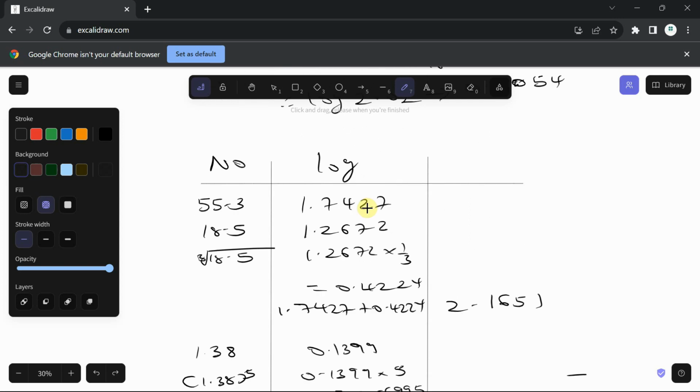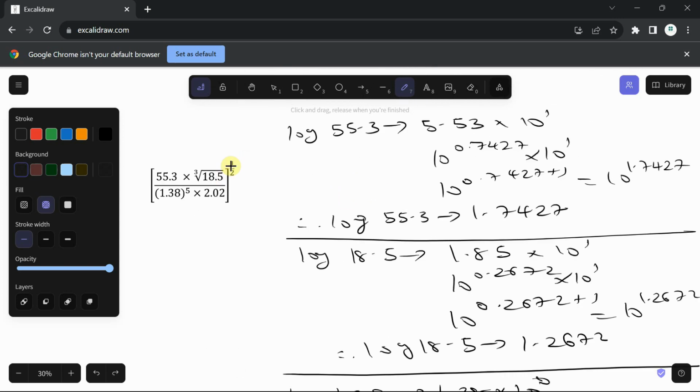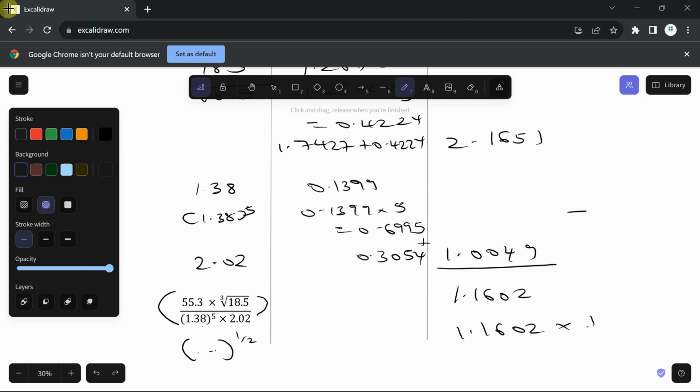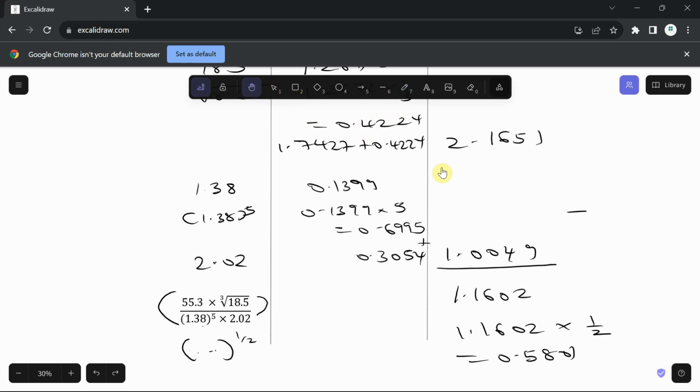So the next thing is finding the power, which is raised to the power of 1 over 2. The answer I got inside the brackets is 1.1602, so times 1 over 2. This is like saying divided by 2. So this gave me 0.5801, which I will now convert to anti-log.